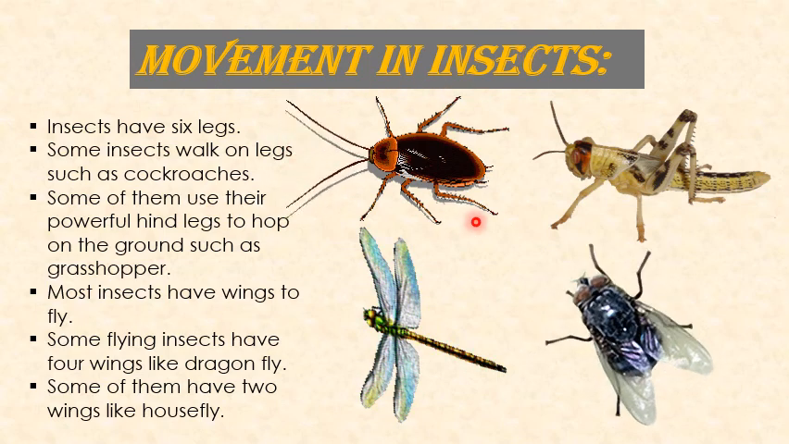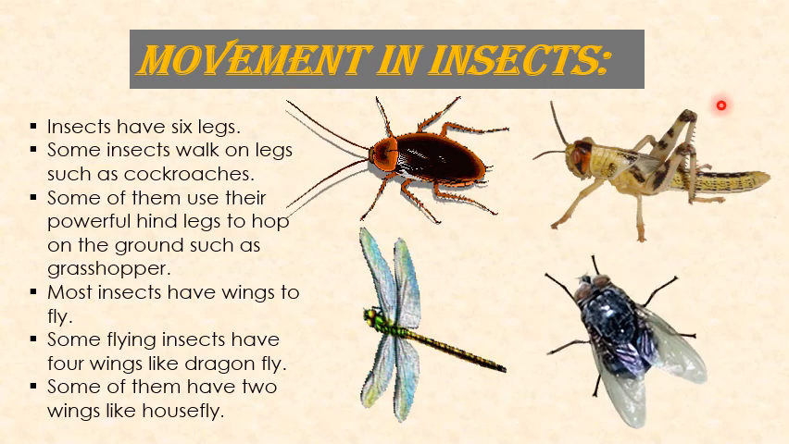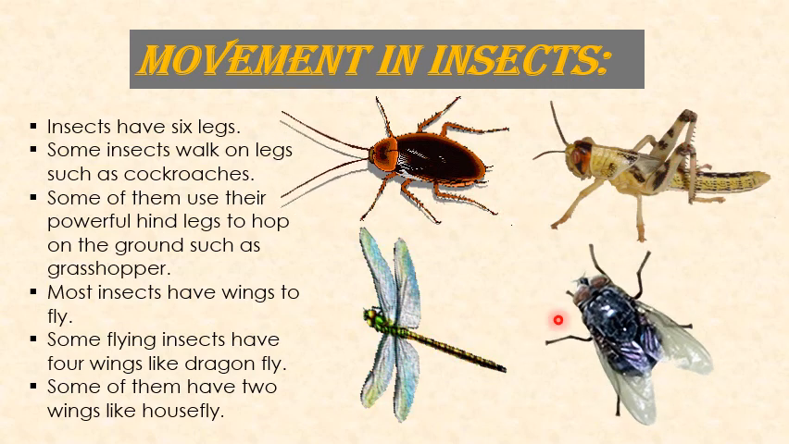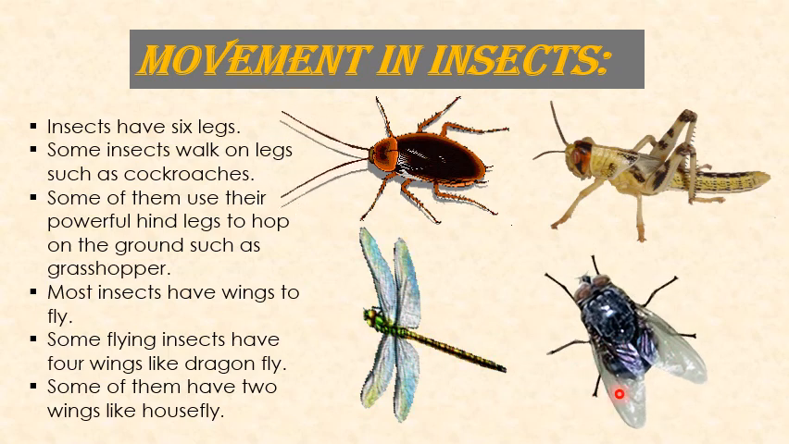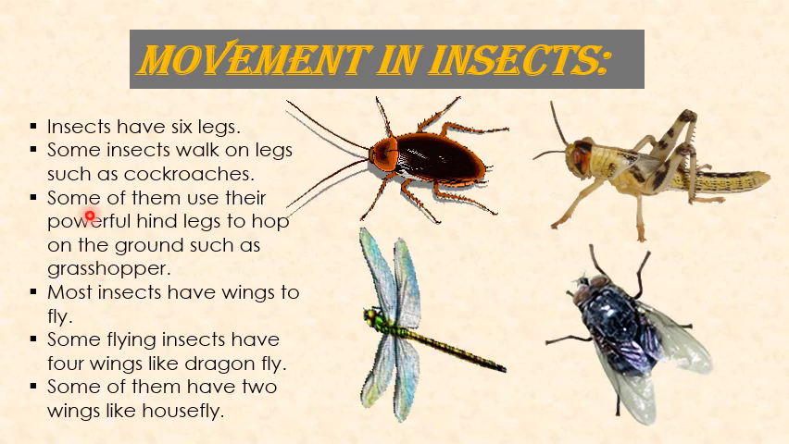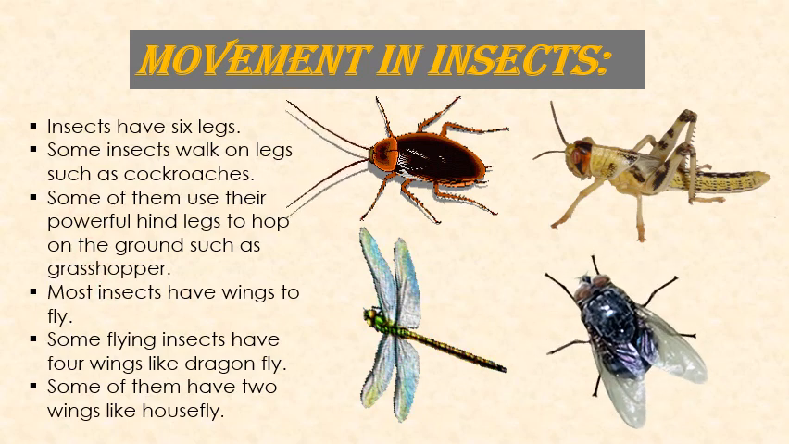This is how the movement happens in insects. Some of the insects walk with the help of all of their legs. Some of them hop on the ground with the help of their powerful hind legs. Some of the flying insects have 4 wings, and some have 2 wings. These are the important points for the movement in insects.